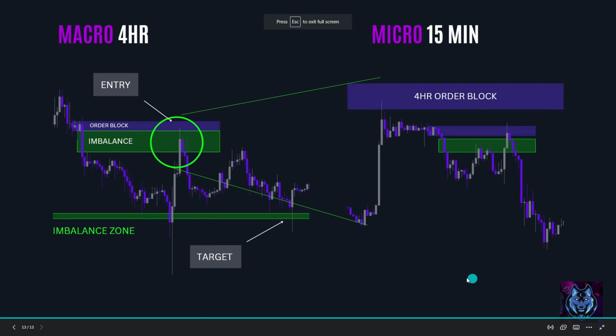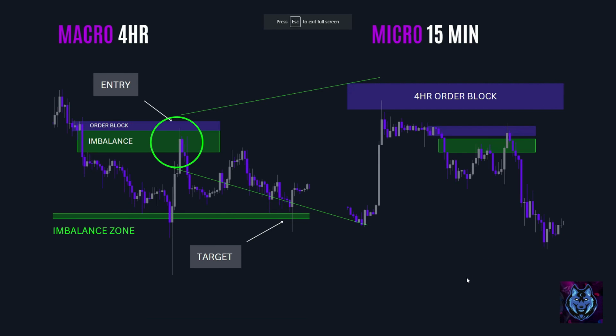The key to the strategy is we go to the macro level, we look for order blocks and imbalances, wait for price to tap into this zone. Then we drop down into a lower time frame to look for a confirmation entry. We look for the same thing playing out on a lower time frame, order block and imbalance, and this becomes our precise entry. We wait for price to tap into the zone and then we enter after an engulfing candle. Stop loss goes above the wick, and then target becomes the imbalance zone. I hope this is becoming super clear to you all, how we can use order blocks and imbalances to get these precise entries and targets.